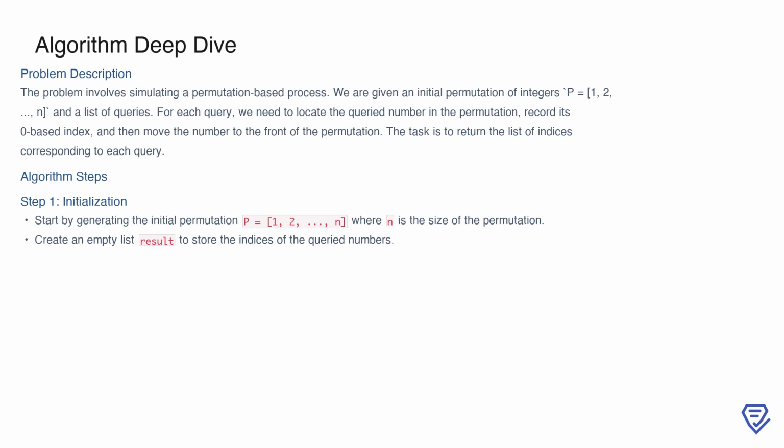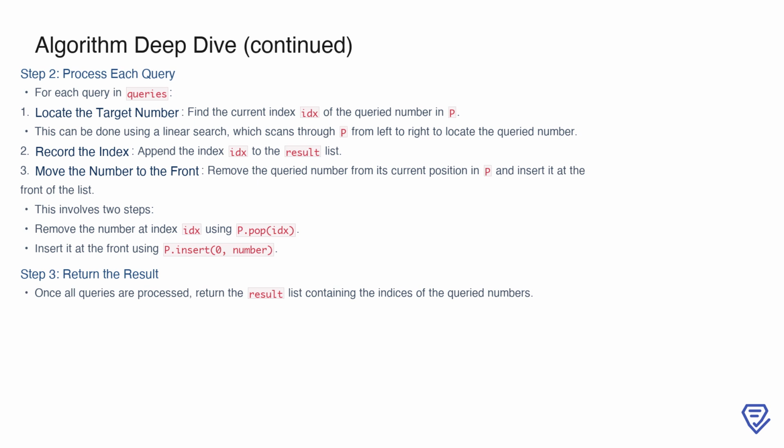To begin with, we initialize the permutation P as a list of integers from 1 to n. Additionally, we create an empty list called result to store the indices as we process each query. Now, as we process the queries, the algorithm follows a structured approach. For each query, the first step is to locate the queried number in the permutation P. This can be achieved using a linear search, where we scan through the permutation to find the index of the target number. Once the index is identified, we append it to the result list.